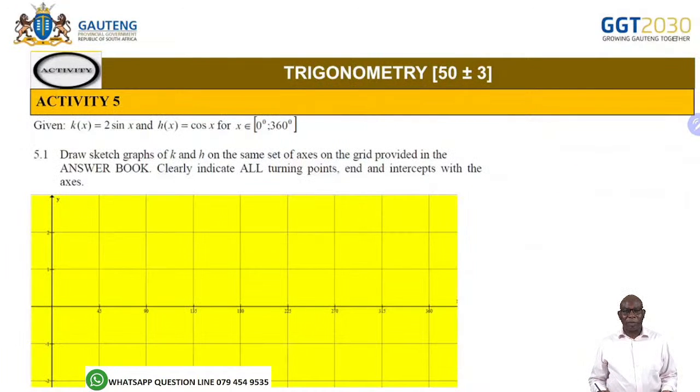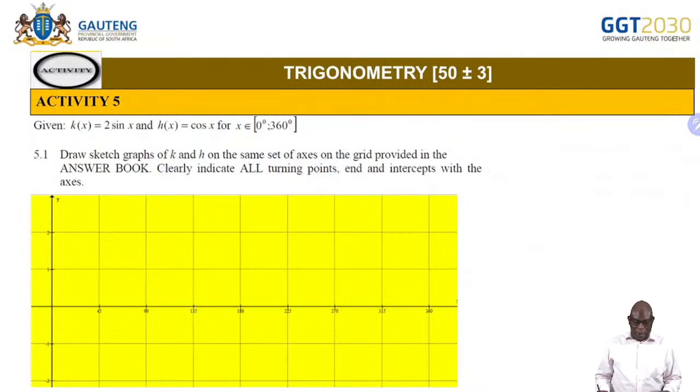Here's a bonus. Now the bonus is drawing the sketches. And that sketch is over 7 marks again. So can you see, you can still get up to 50 on this one. So 2 sketches are given there. I mean, two graphs are given there. They say you must draw them from 0 to 360.